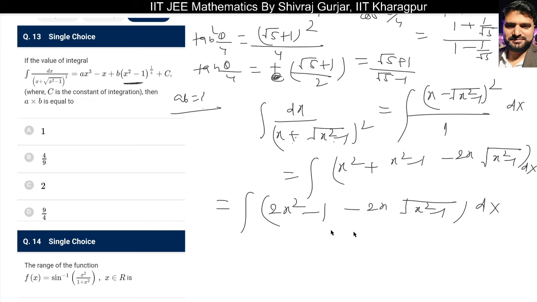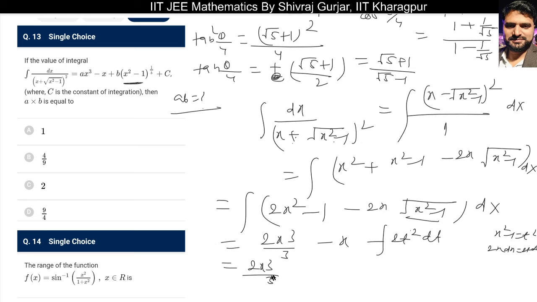Now it is very simple integration. ये क्या आएगा 2x cube by 3. 1 का integration is minus x. Here if we take x square minus 1 as t square, then 2x dx is equal to 2t dt. So this will be 2t into t dt. So this is 2x cube by 3 minus x minus 2 by 3 t cube. T cube is x square minus 1 to the power 3 by 2, plus c.